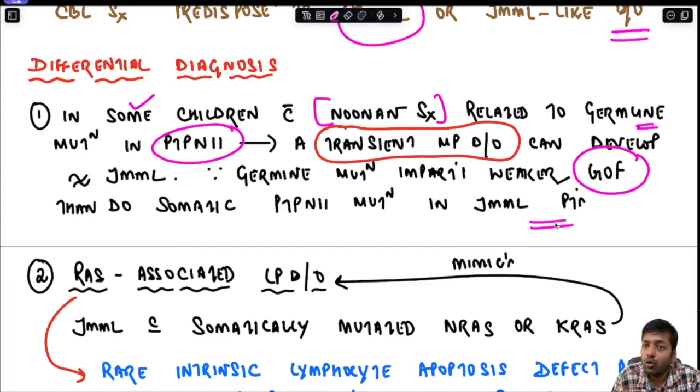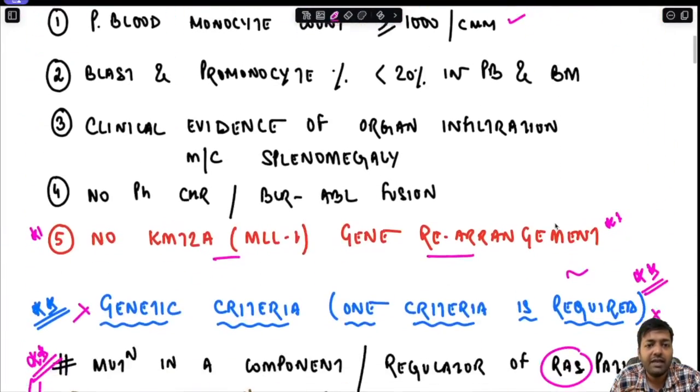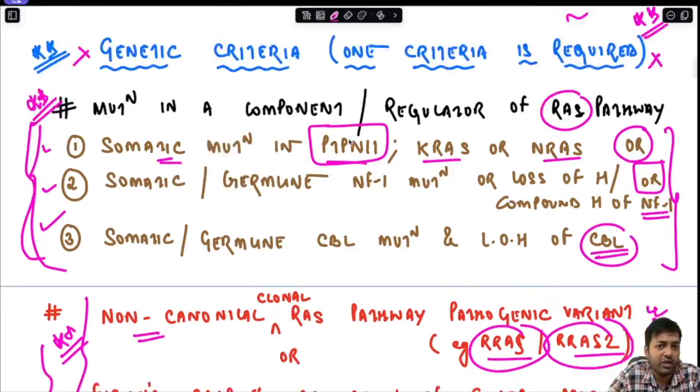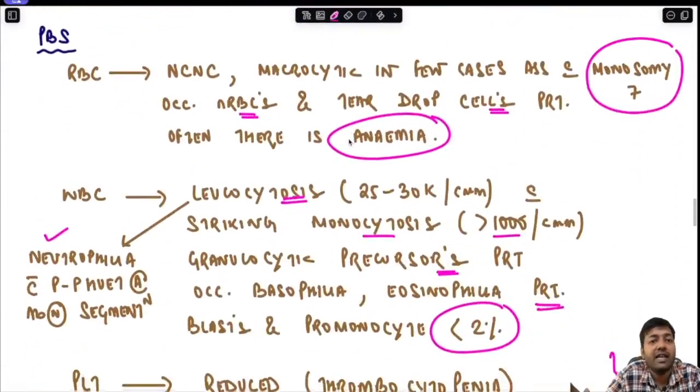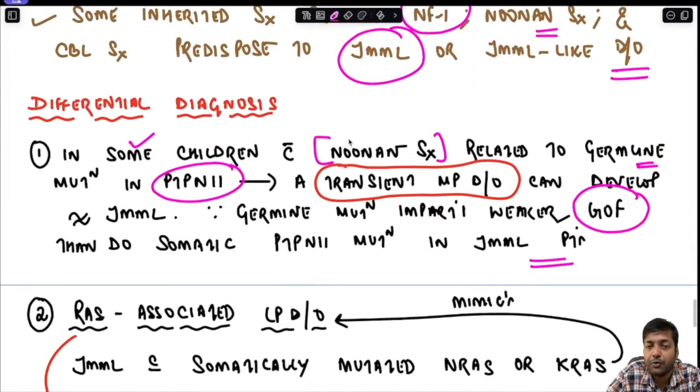The reason being, those cases which are developing JMML-like features have a transient myeloproliferative disorder, and therefore they should be recognized and not confused with JMML. I will just show you the criteria, I know it is confusing. If you look at the major genetic criteria, somatic mutation in PTPN11 is the diagnostic criterion for JMML, not the germline mutation, because germline mutation in PTPN11, especially in Noonan syndrome, gives rise to a transient JMML-like condition with spontaneous remission.